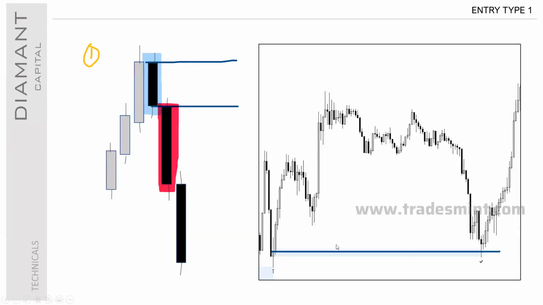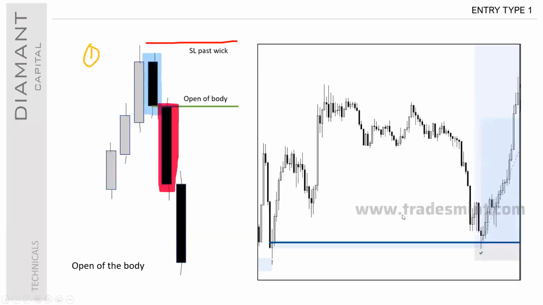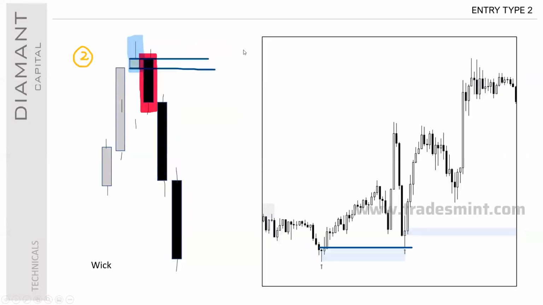Now, this is exactly what we're seeing with the engulfed candle. Comes straight back down. Obviously, this is a discounted area. Enter off that body. How does the trade look? Entry right off the body, stop loss beneath the lows. Like I said here, open of the body, stop loss past the wick. Type 2.